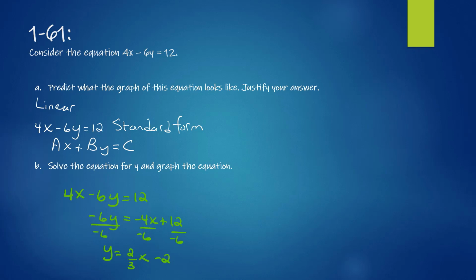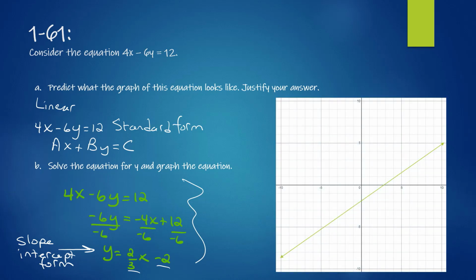The next one asks you to solve the equation for y. So you'll see that I did that, and I got it into slope-intercept form. Okay, so let's take a look at the graph. This is my slope, this is my y-intercept. Here we go. You'll see that I have started at -2, because that's the y-intercept, and I'm going up 2 over 3, and that is the slope for this particular problem.